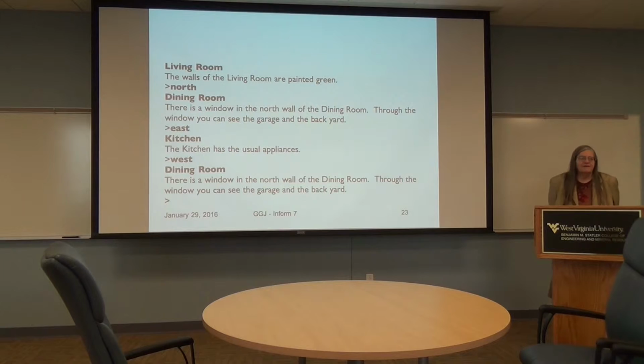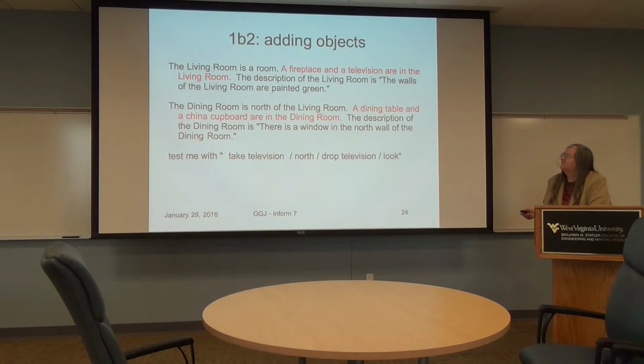And so when I go to play the game, here's what happens. I start in the room, it tells me the walls of the living room are painted green. When I go north, I see I'm in the dining room, and it says there is a window in the north wall of the dining room. Through the window you can see the garage and the backyard.